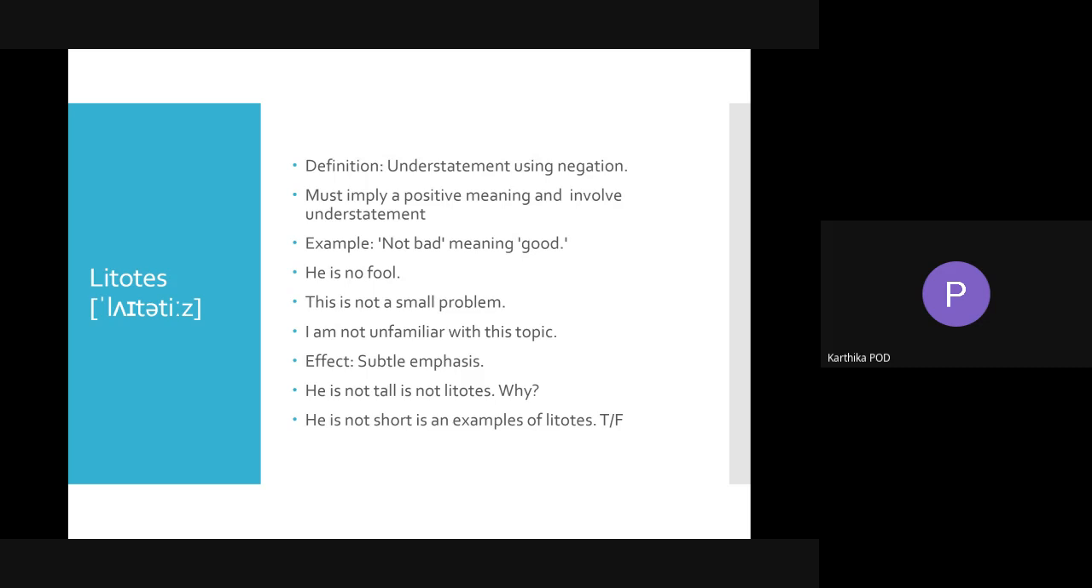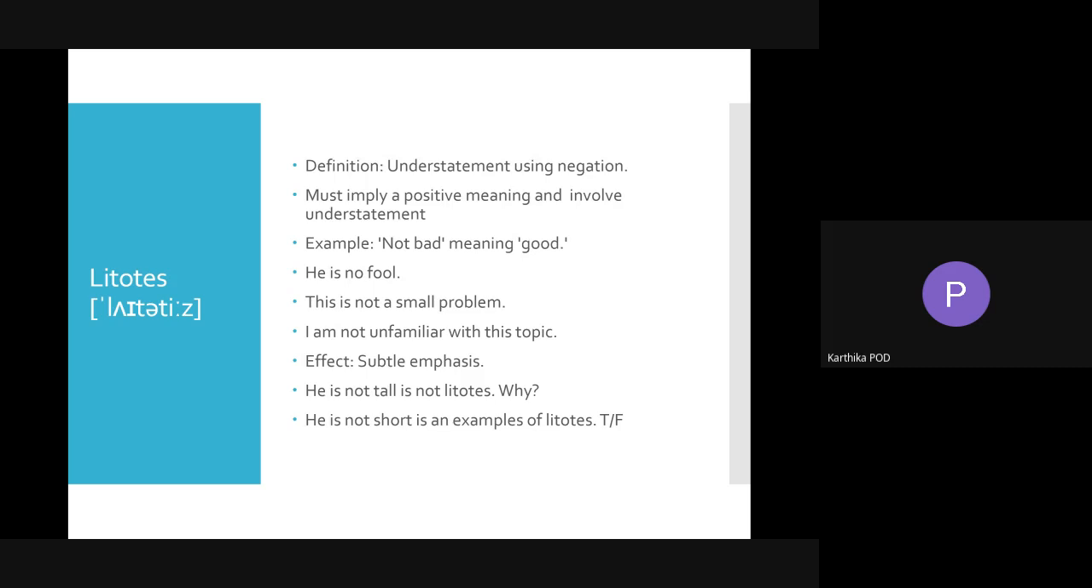I am not unfamiliar with this topic. So there is double negation, that is, not unfamiliar. Instead, you can say, I am familiar with this topic, right? So when you use it this way, I am not unfamiliar with this topic, then there is an understatement using negation, which mostly implies positive meaning. And therefore it is litotes.